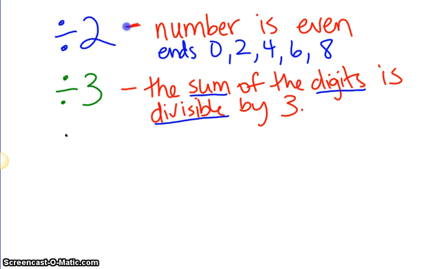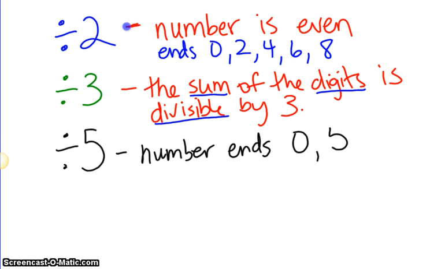The next rule we have is divisible by 5. How do we know if a number is divisible by 5? If the number ends in a 0 or 5. Very easy to do. Now, we have those rules, and I have them down, but let me check a number to see if it's divisible by any of those. So if I took a number like, let's do 14, okay? And I want to see if it's divisible by 2, 3, or 5.